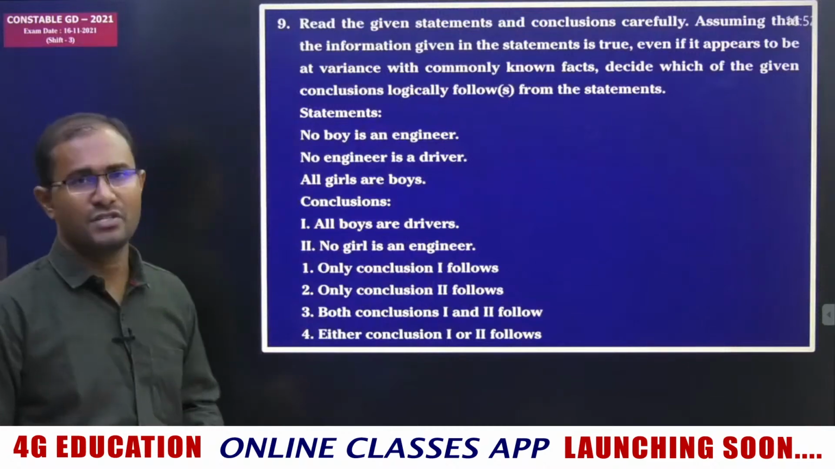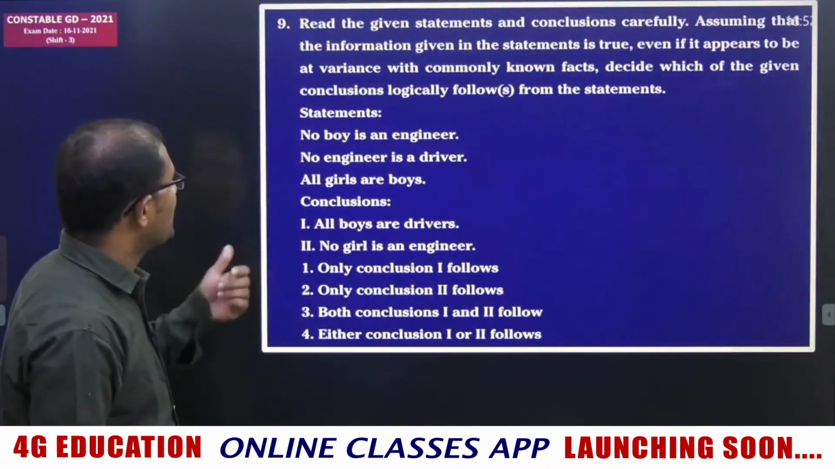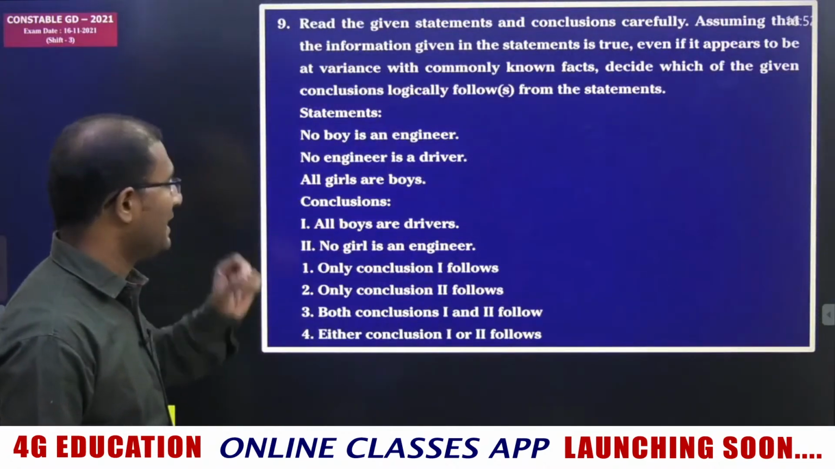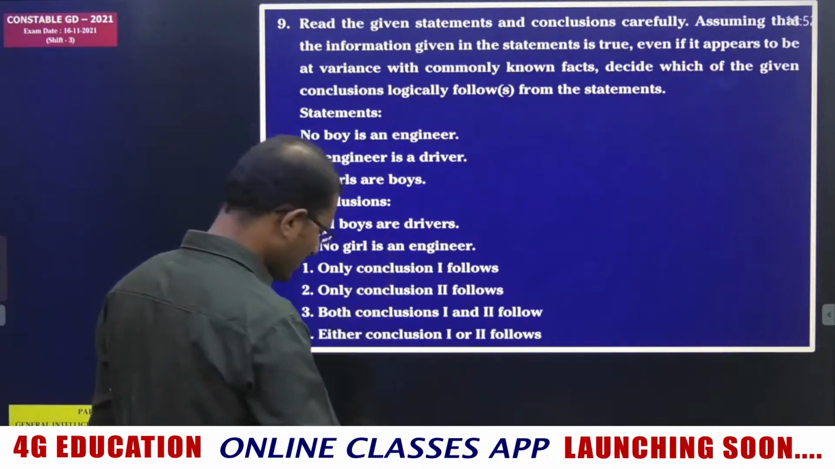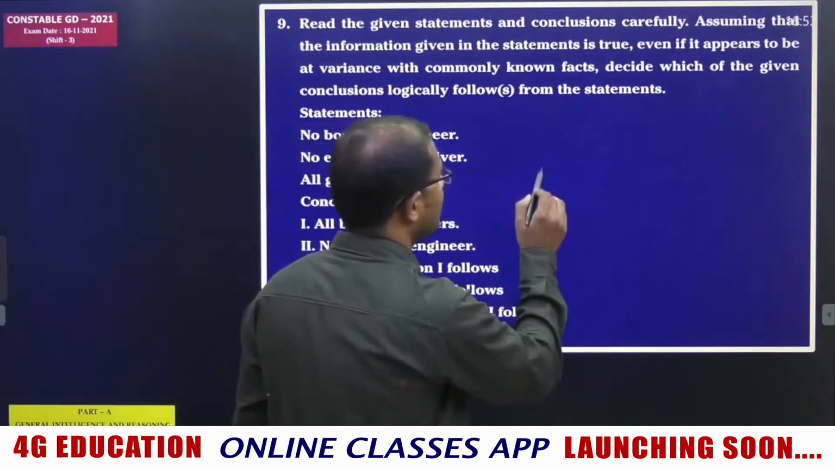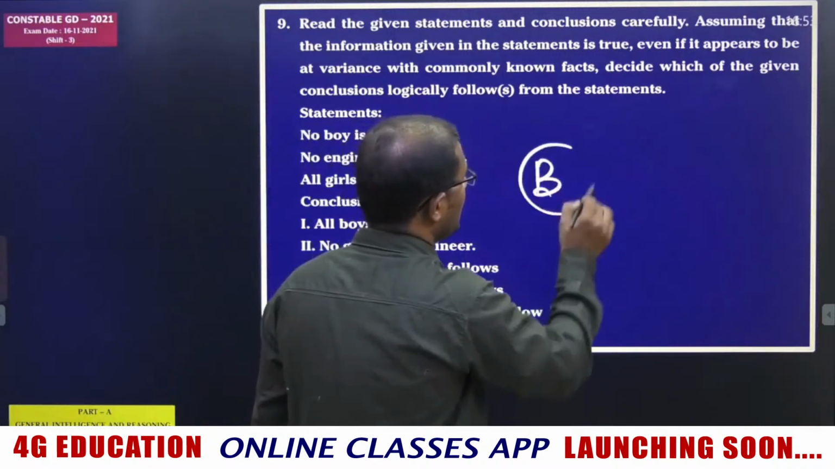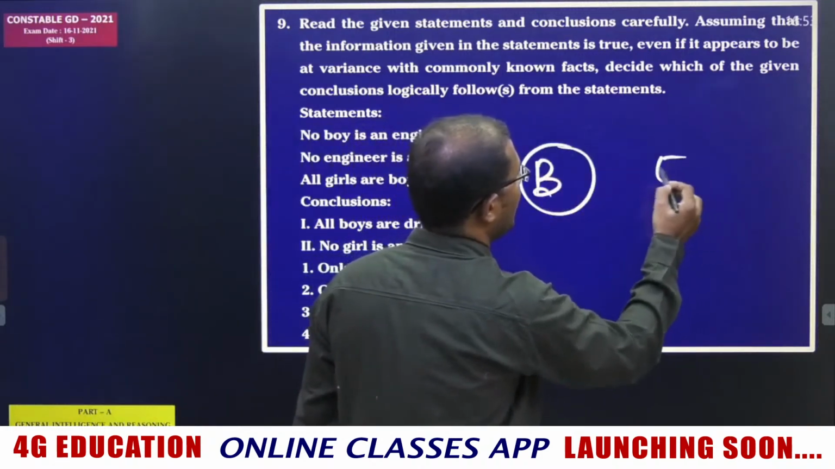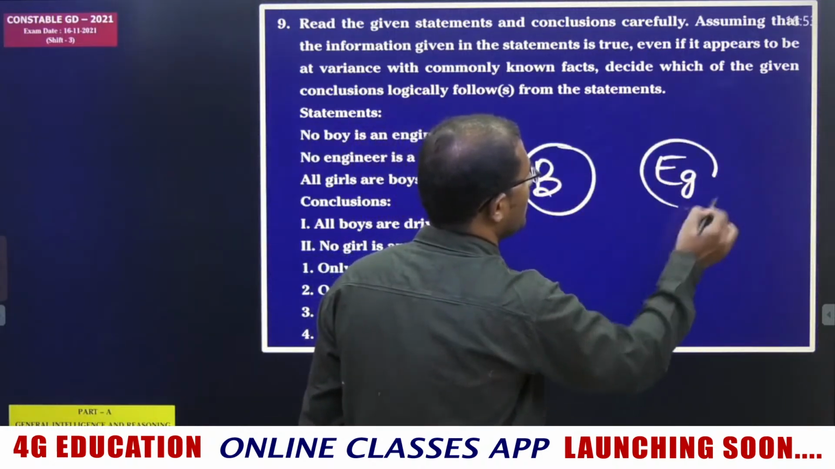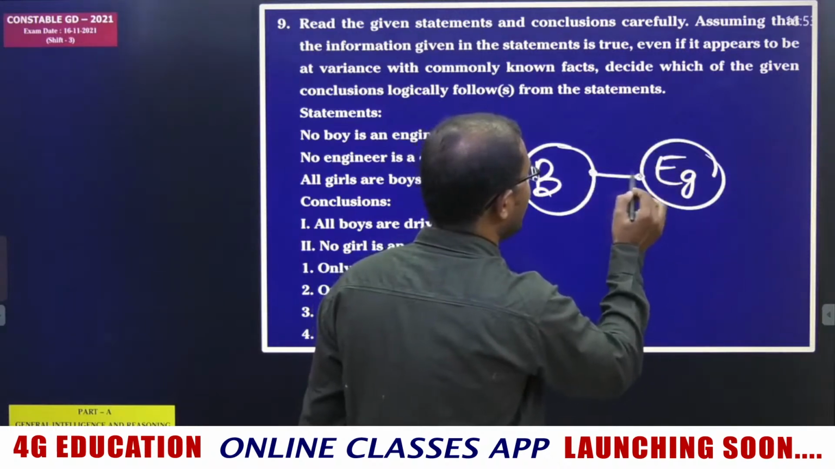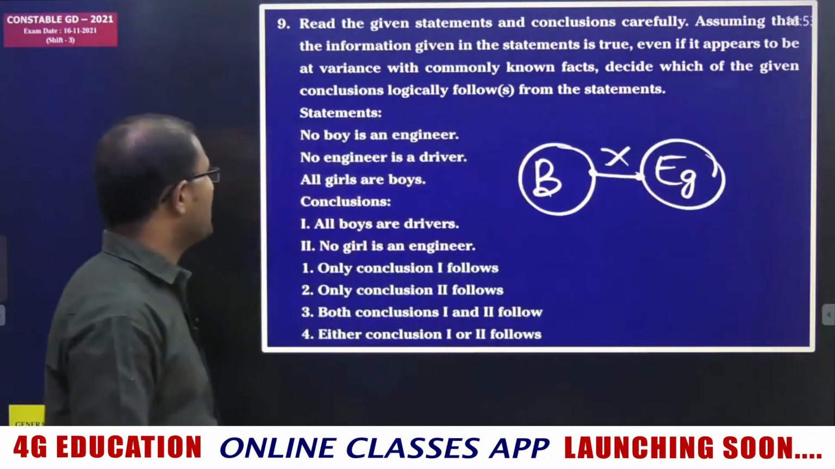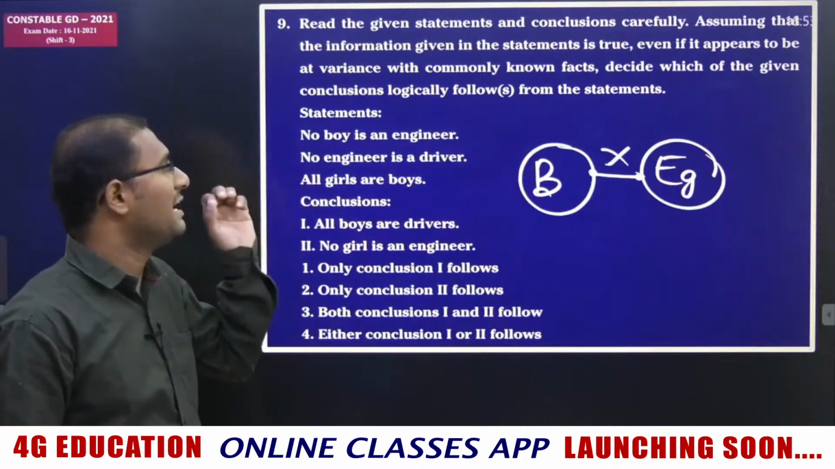From syllogisms, one question is given. The first statement is: no boy is an engineer. For the given statements, we have to draw the Venn diagram. No boy is an engineer. Now the next one: no engineer is a driver.